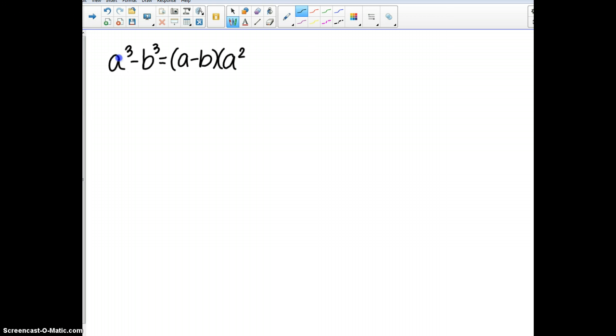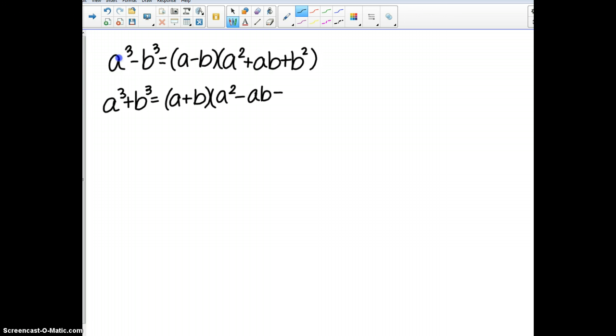If we have a cubed minus b cubed, then it's going to be a product of a minus b times a squared plus ab plus b squared. Instead of being the product of two binomials, we now have the product of a binomial and a trinomial. The difference between the two formulas is very minimal. It's a sign in the binomial and one sign in the trinomial.